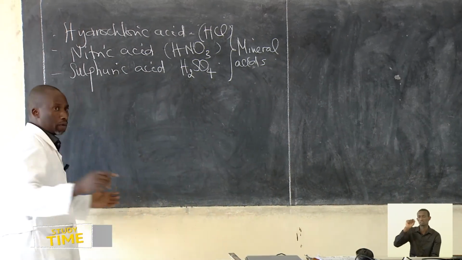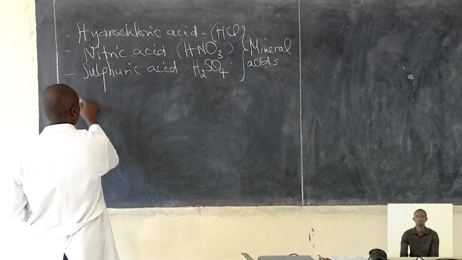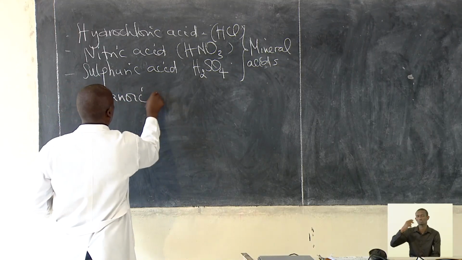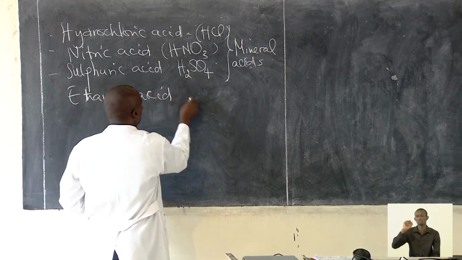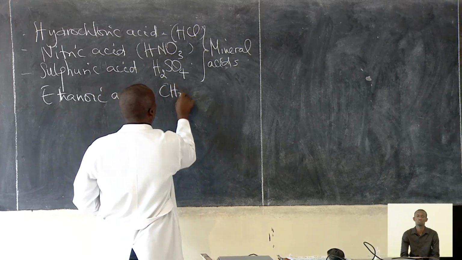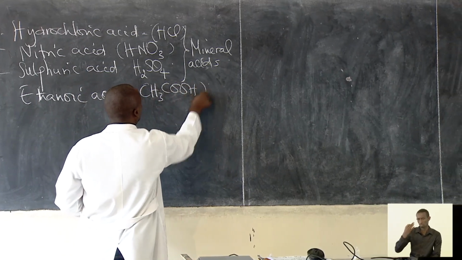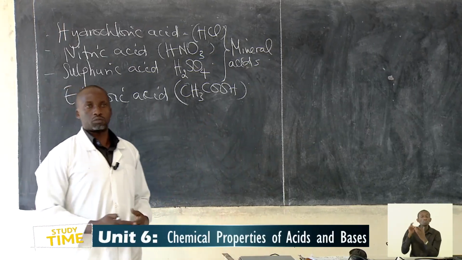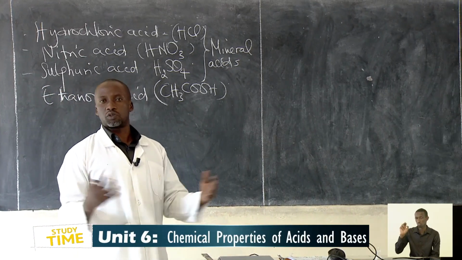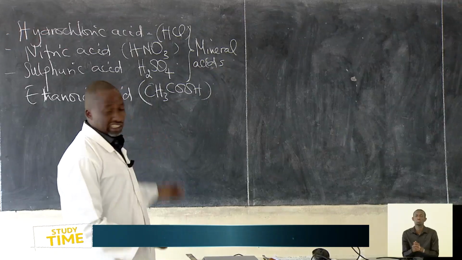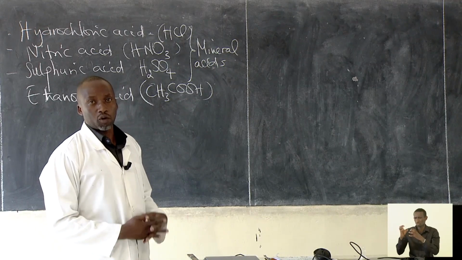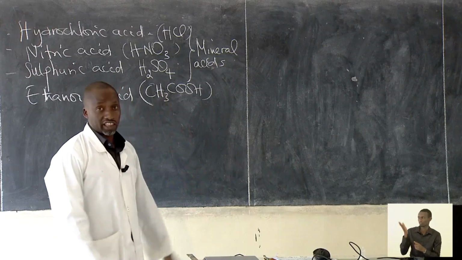So we mentioned the ethanoic acid, which is CH3COOH, and which is the main component of vinegar. So whenever you're making salads, most of the time you are adding the vinegar. So the main component in vinegar is this ethanoic acid.